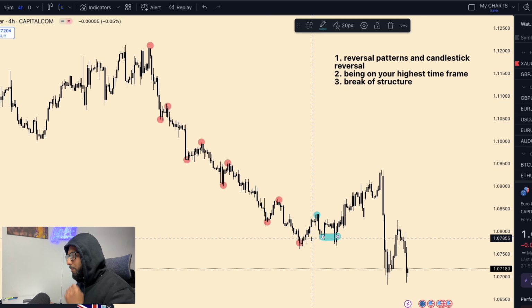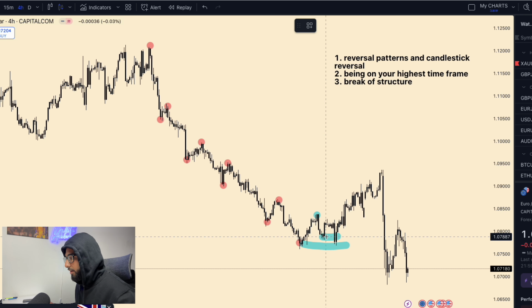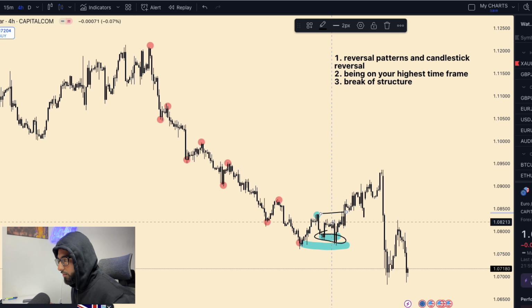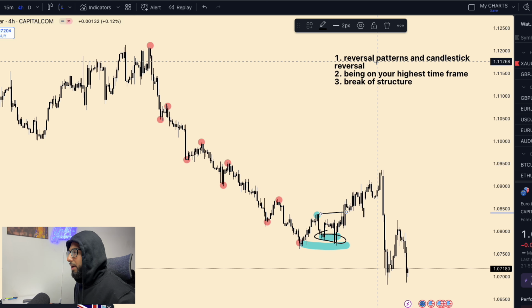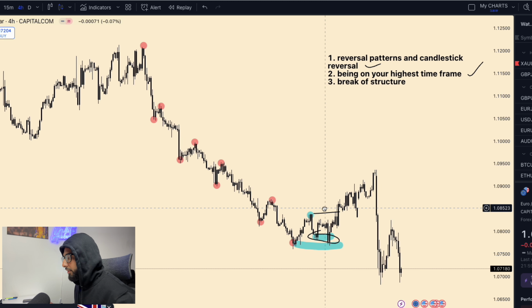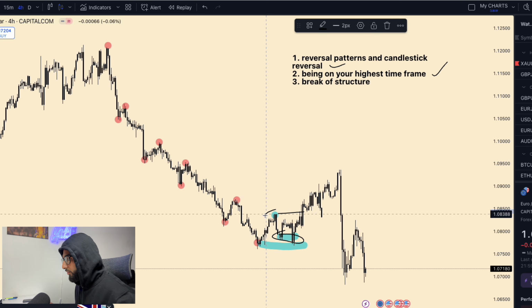Meaning that price could not break these lows. Price tried to break the low, couldn't. Guys, look at this amazing market structure, right? We have a double bottom, and then price breaks this structure. So do we get the reversal pattern and candlestick? Yes, we did. Are we on the highest time frame? Yes, we are. Did we get a break of structure? Yes, we did.